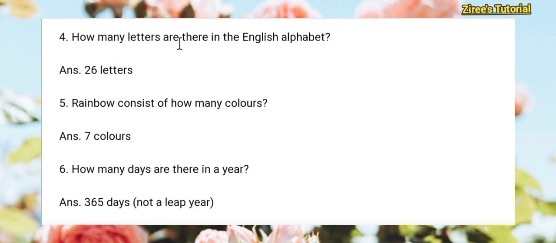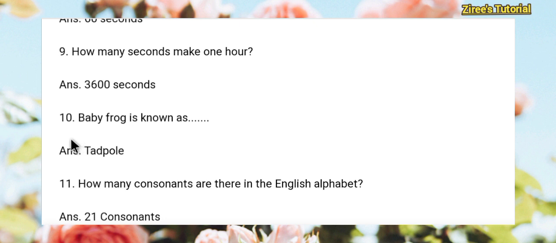How many letters are there in the English alphabet? Answer: 26 letters. Rainbow consists of how many colors? Rainbow consists of 7 colors. How many seconds make 1 hour? 3600 seconds.